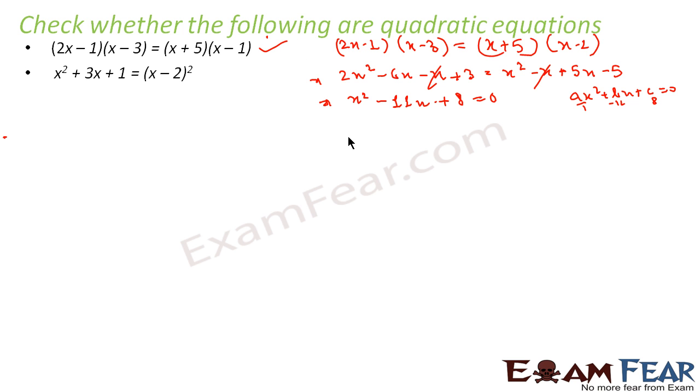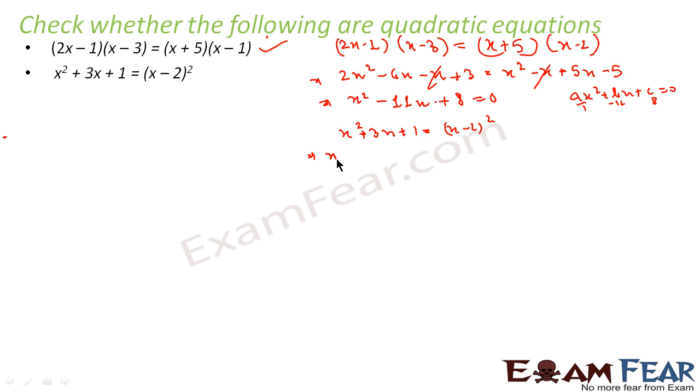The question says x square plus 3x plus 1 is equal to x minus 2 whole square. If you see, students, just by looking at the equation, this looks like a quadratic equation because of the form x square, but it may not be. So actually it's always good that you solve the equation and then only you come to a conclusion. Just by looking at this, you can't actually say. Let's solve this question, I'll show you.